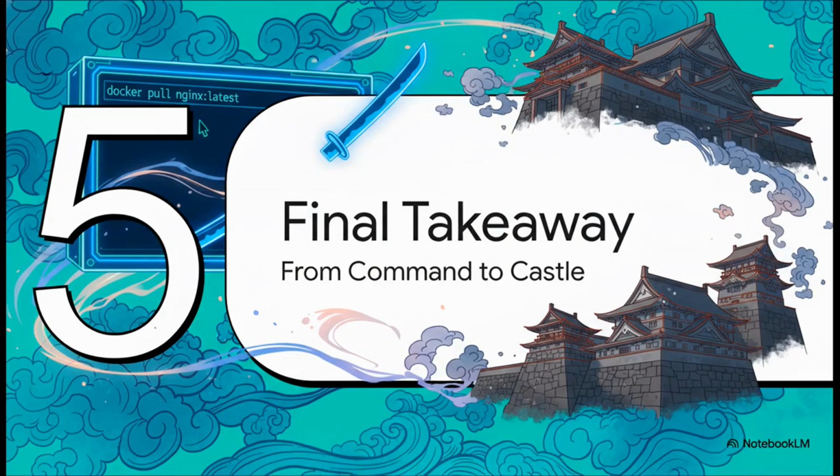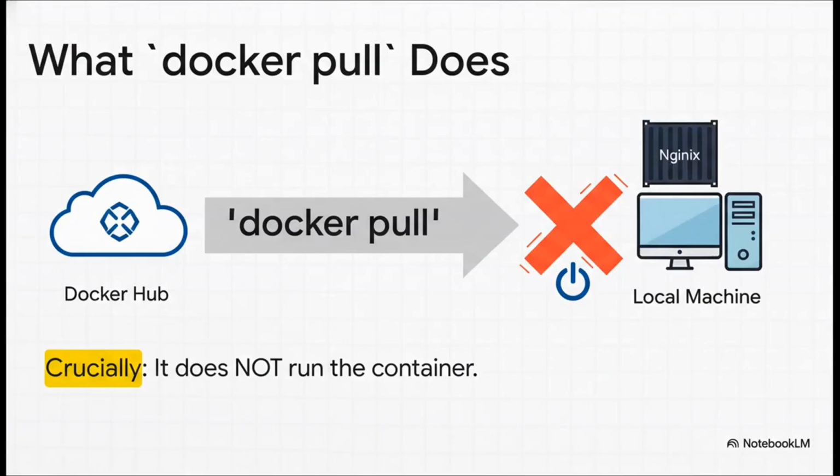Okay, let's bring it all home. We've gone from a simple command line all the way to a battle inside an infinite fortress. Let's recap the main takeaway. So here it is, one last time, crystal clear. Docker pull Nginx does one thing. It goes to Docker Hub, grabs that pre-built Nginx image, and downloads it to your machine, period. The most important part? It does not, I repeat, does not run the container. It just sets the stage for the real action.